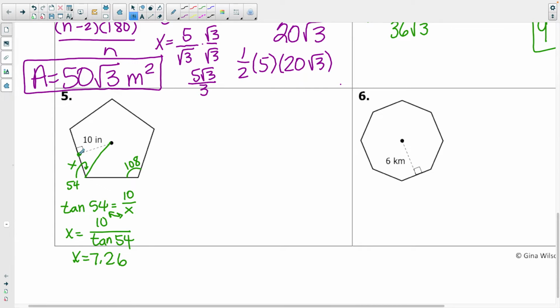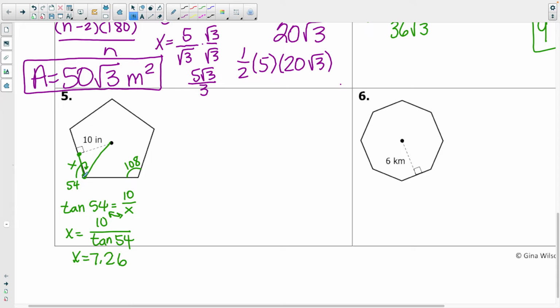Is that all the way across the pentagon? No, it's halfway across. So some of you have realized, well, I could just multiply that by 10. But if you don't realize that, or why I'm saying 10, halfway across is 7.26. So you could technically just multiply that by 2 to get all the way across.